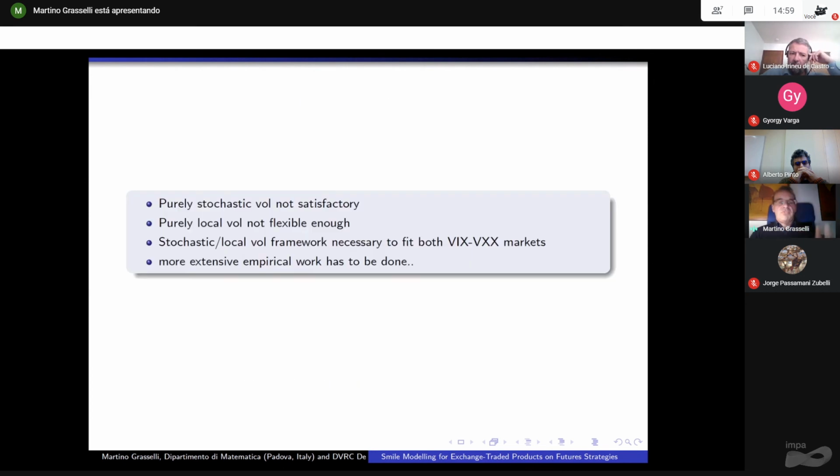So just to summarize, if you just attack the problem by considering a stochastic volatility approach, of course, the fit is not satisfactory. With a pure local volatility, it is rich but not enough. So as well, it is not flexible enough. We really need a stochastic local volatility framework in order to be able to fit both markets. Of course, there are a lot of empirical and theoretical points that are not clear, but we have no time here to develop these things.